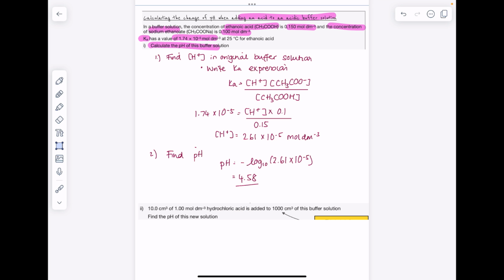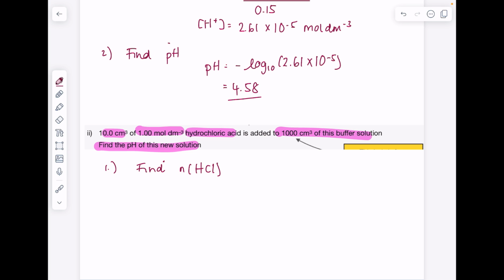it now gets more complicated if we consider part 2, 10 centimeters cubed of 1 mole per dm cubed HCl is added to 1000 centimeters cubed of this buffer solution. Find the pH of the new solution. So we will need to find the number of moles of hydrochloric acid added to the buffer. That will enable us to find the amount of ethanoate ions remaining after the addition of HCl. We'll also be able to calculate the amount of ethanoic acid now in solution, and then based on our expression for Ka, we'll be able to find the concentration of H+ ions. So step 1, find the number of moles of HCl added.